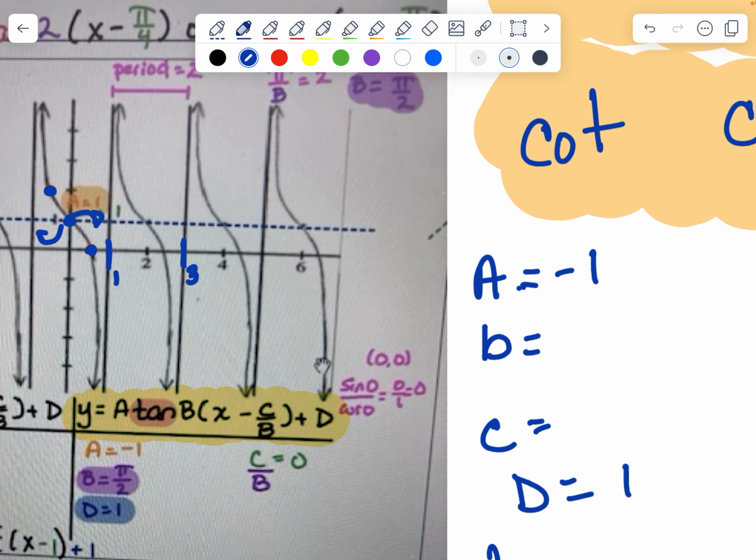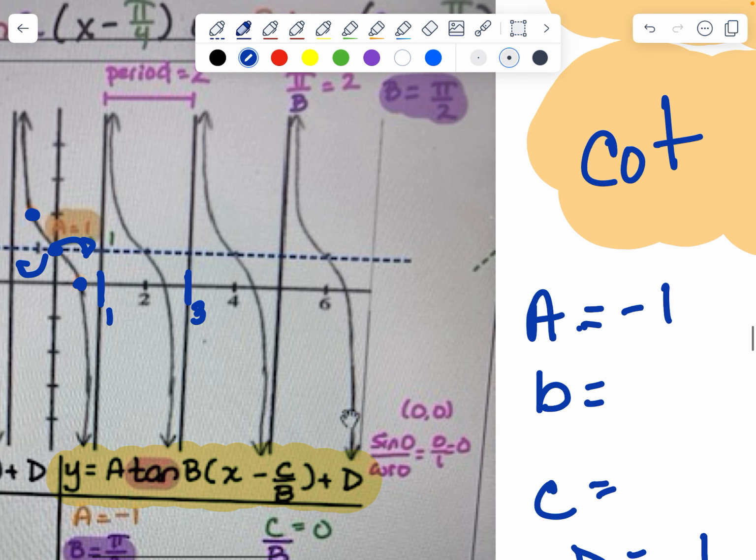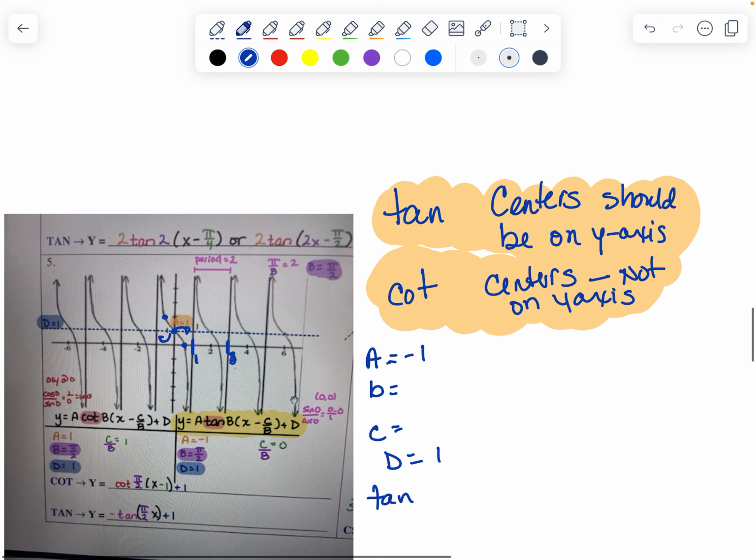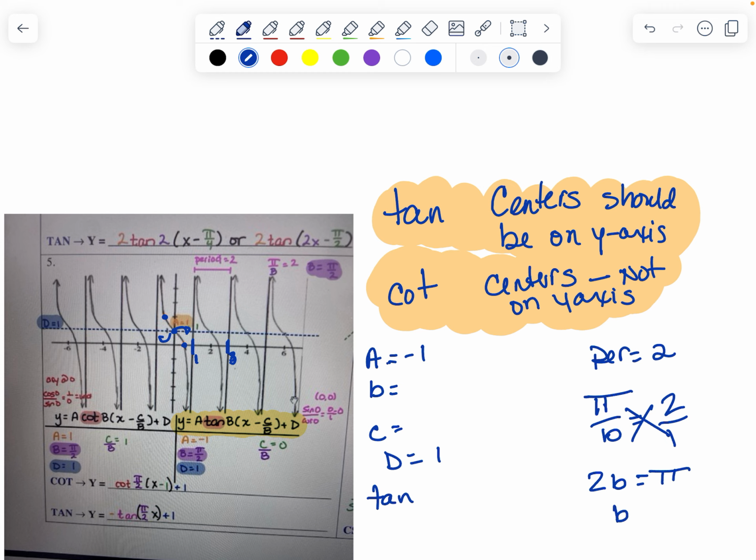This is for the tangent. The period, from 2 asymptotes. This asymptote is at 1. This one's at 3. That's a distance of 2. Okay, so the period is 2. And remember, pi over b equals 2 over 1. And we'll cross multiply. 2b equals pi, which means b is pi over 2.